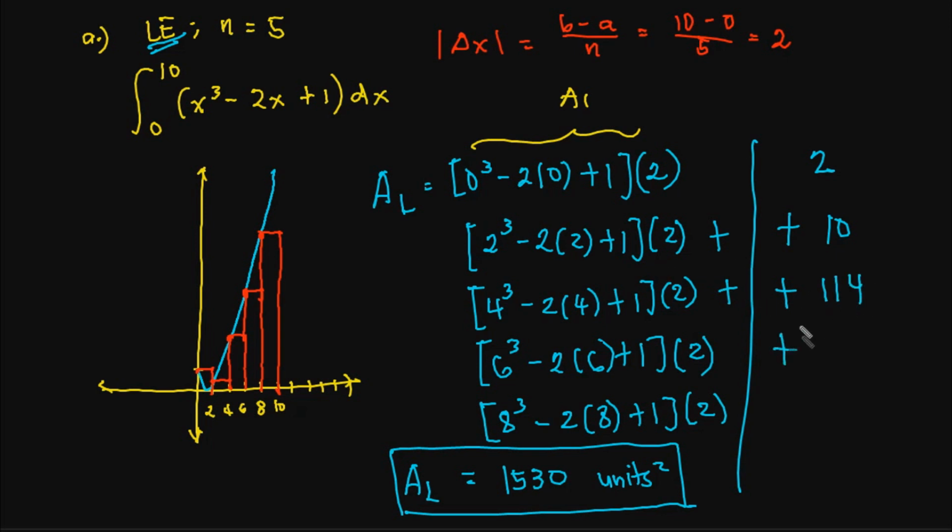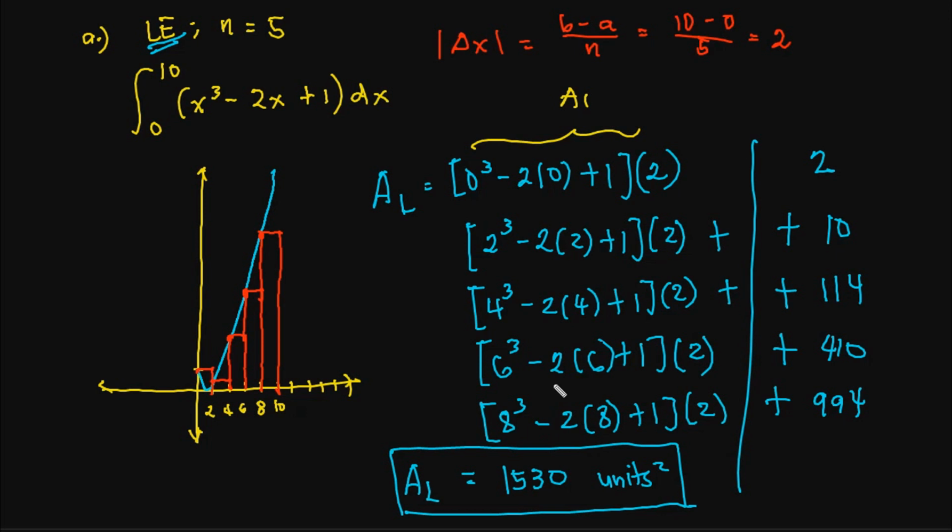And then we add again yung 6 cubed. So 6 cubed is 216 minus 12. Then plus 1, so 205 times 2, we have 410. Okay. And then you add the last one here. So, di ba, this is 8 cubed would be 512, and then minus 16 plus 1, so 497 times 2, that gives us 994. Okay? And then finally, if we add all of this, that should total 1,530 units squared.